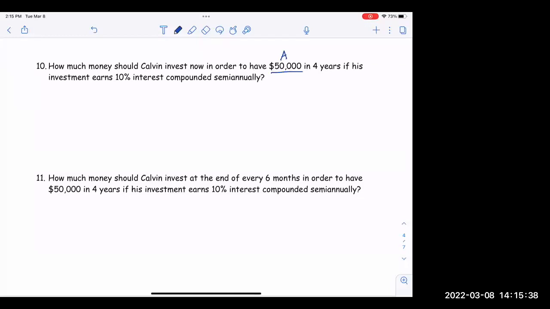And the same thing's going on in number 11. So how much money should we have in order to have $50,000? So I want to end up with that future value. What else is similar? Well, they're both for 4 years. So T is 4 on both of these. Both of them earn 10% interest. So that would be an R value of 0.1 or 0.10, same thing. Both of them are semi-annual. So semi-annual means twice a year. So N would be 2.